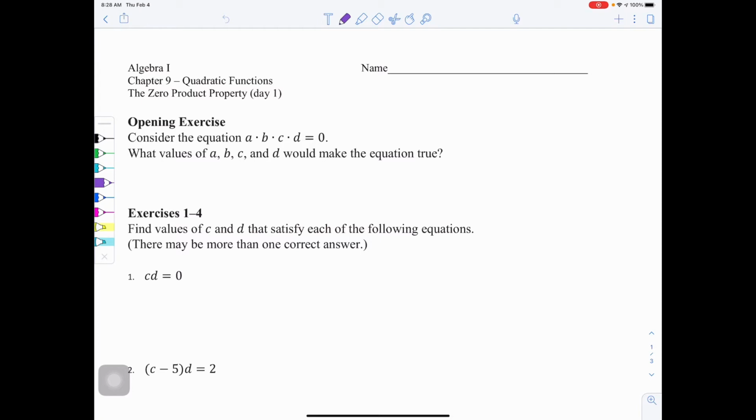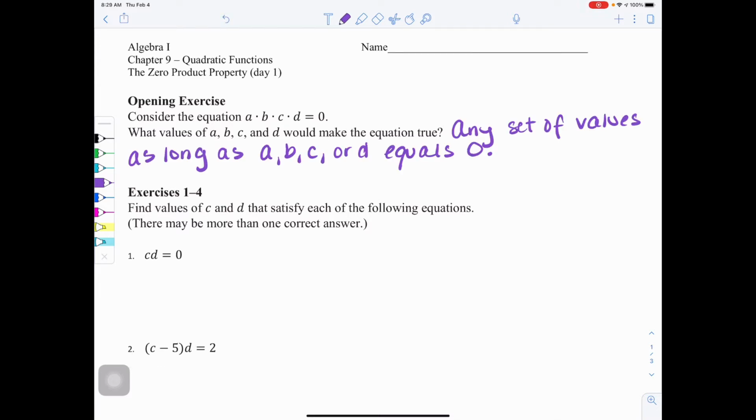Today's lesson is called the Zero Product Property Day 1. We're going to start with the opening exercise. It says, consider the equation A times B times C times D equals 0. What values of A, B, C, and D would make the equation true? I'd like you to try this question on your own. Please pause the video, and when you're ready to go over the answers, you can resume.